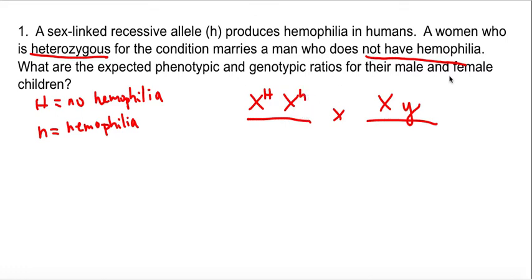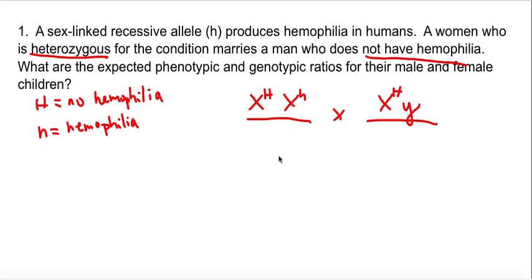And the man does not have hemophilia. And so that means he's got a big H. And since there's no gene on the Y because it's so small, we're not going to put anything there. So he only has one gene per trait, which is an exception to our law of segregation, have two, pass one. In this instance, he's going to have one and pass one.